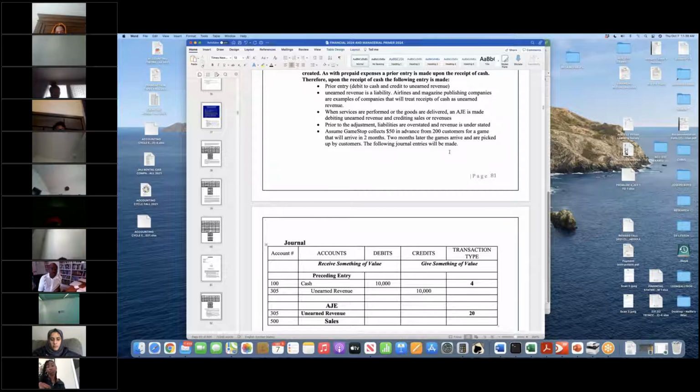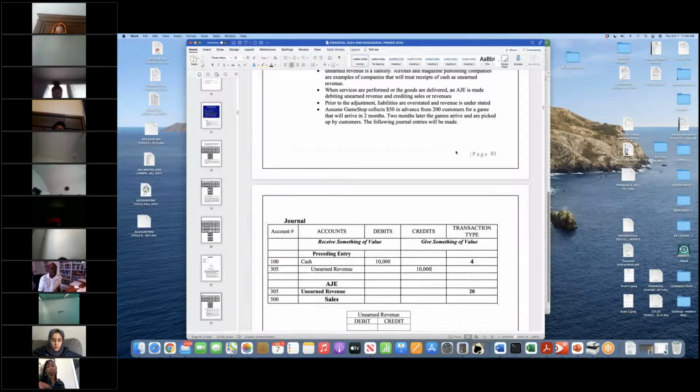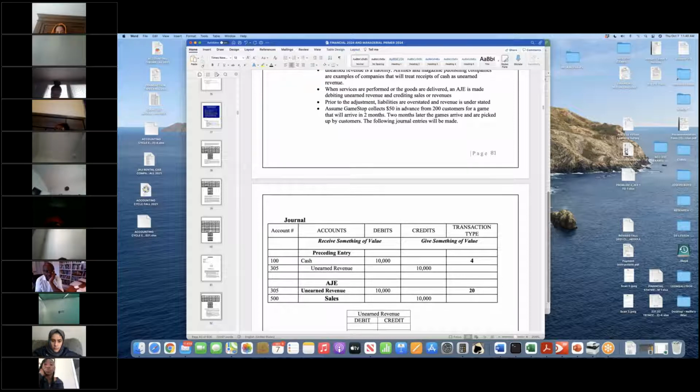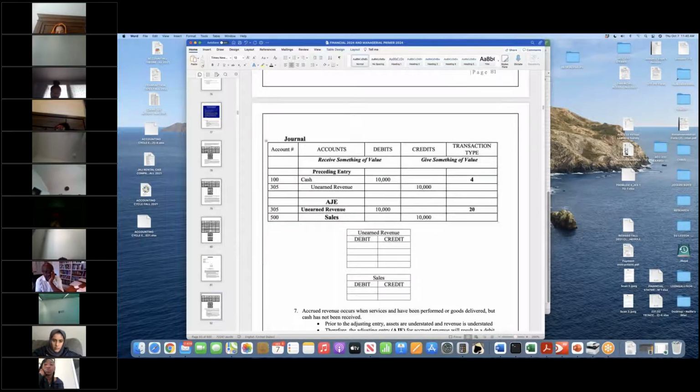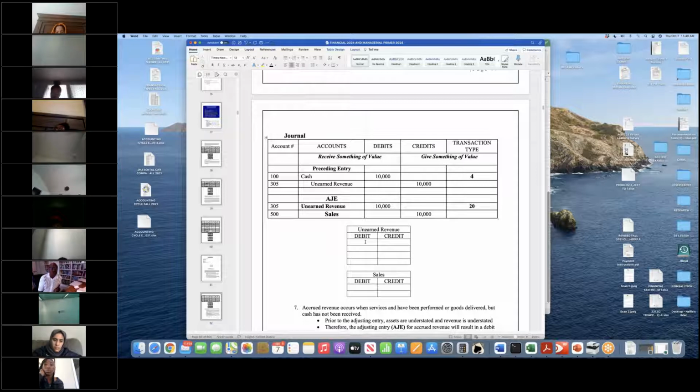Now, 2 months later, the game comes in, all the customers pick up their games. Here comes the adjusting entry. Debiting unearned revenue, crediting sales. Okay. Debiting unearned revenue, crediting sales. So this is one of the easier adjusting entries. With any adjusting entry, we're going to post. So when the money came in, we would have credited unearned revenue.